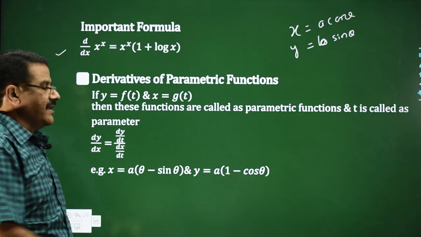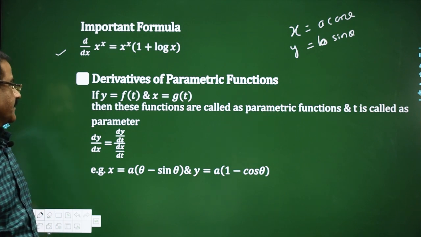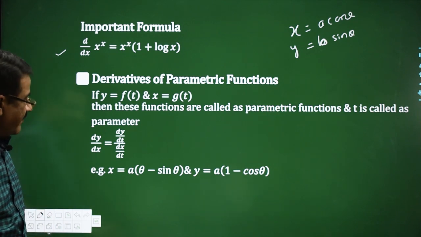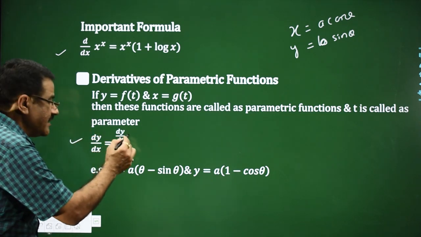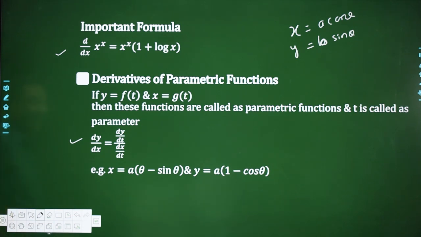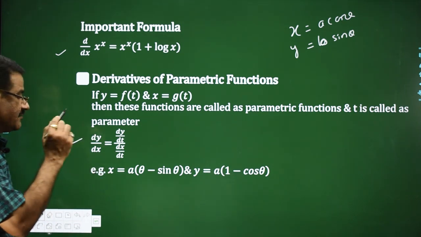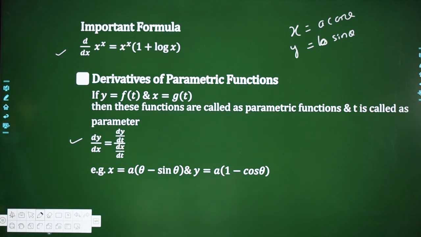Now, here we have to take the derivative of parametric functions. So, for the derivative of a parametric function, this is the formula. In the numerator, we have to take the derivative of y with respect to t, that is dy by dt, and in the denominator we have to take the derivative of x with respect to t, that is dx by dt.